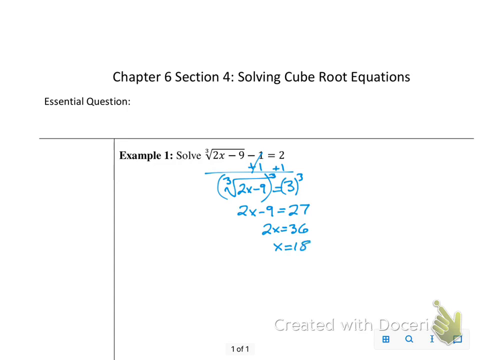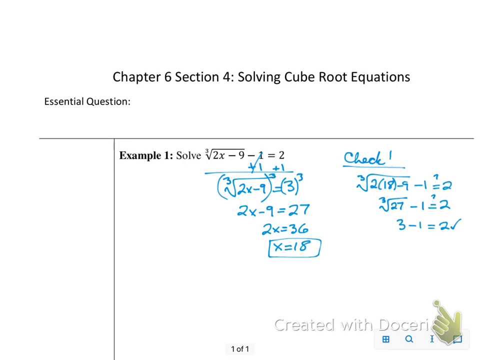Now don't forget, anytime you get an answer, you have to check it. So we check over here, and we plug it in. So we plug it in where x was. So instead of 2x, we'll have 2 times 18 minus 9. And we're asking if that minus 1 equals 2. So we put the question mark because we're not sure. Well, 2 times 18, 36, minus 9 is 27. So is the cube root of 27 minus 1 equal to 2? Well, the cube root of 27 is 3. 3 minus 1 is indeed 2, which means that is our answer, so we can go over here and box it. Let's do the next one.